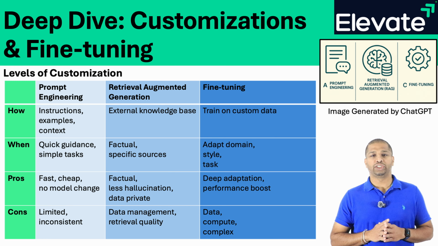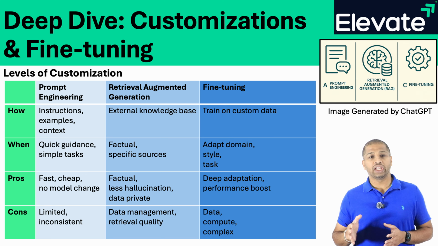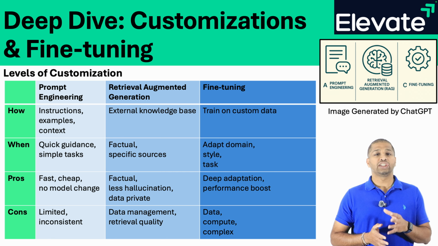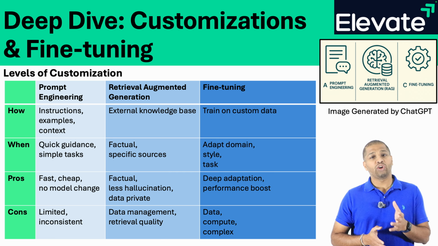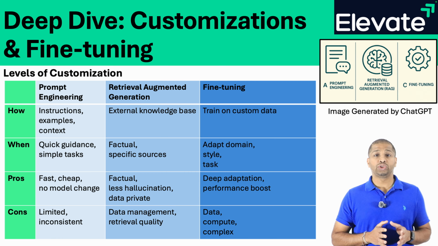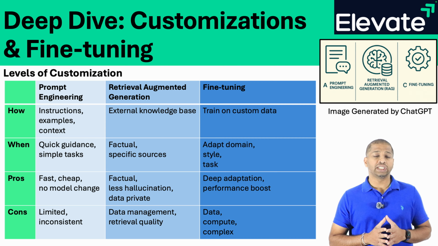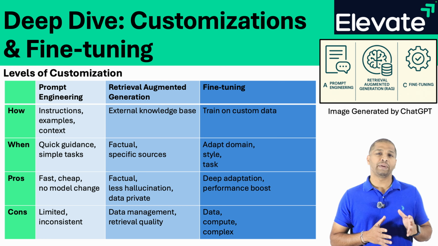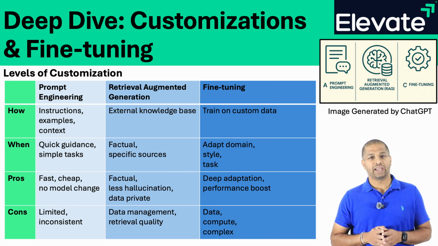Finally, we have fine-tuning. This is where we take an existing pre-trained model and continue to train it on a smaller, highly specific data set of our own. Fine-tuning actually adapts the model's core knowledge, style, or capabilities to our domain. It can lead to significant performance improvements but requires high quality data and more compute resources, making it more complex. Let's take a deep look at fine-tuning.